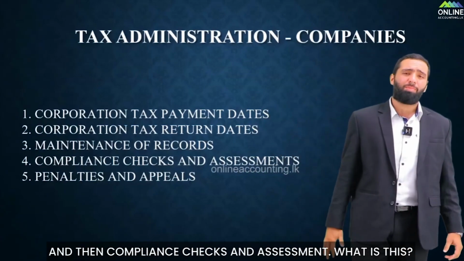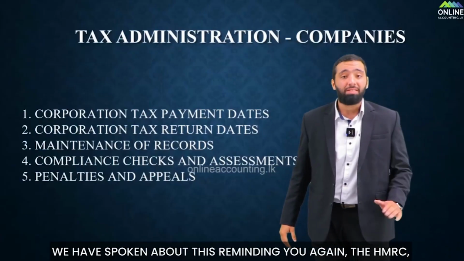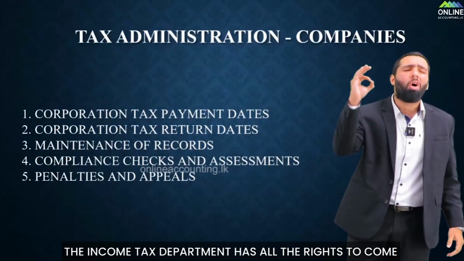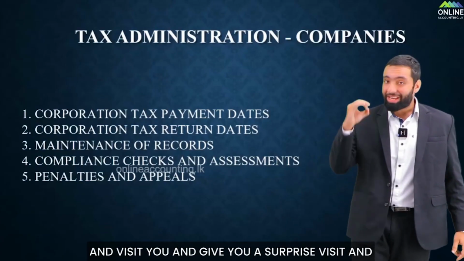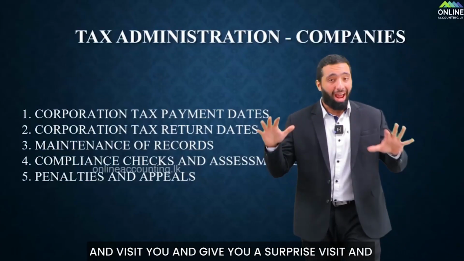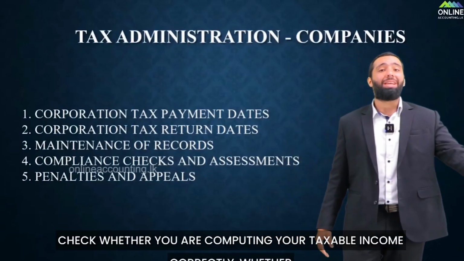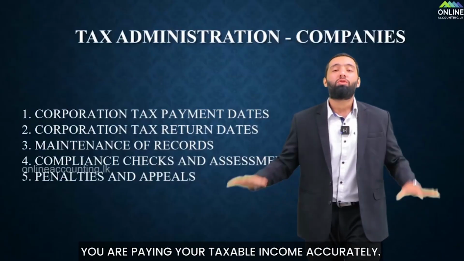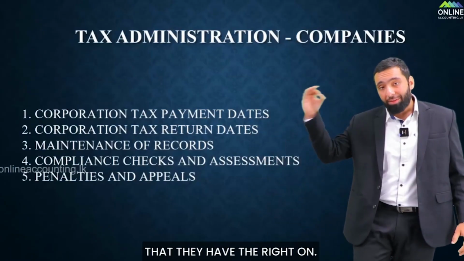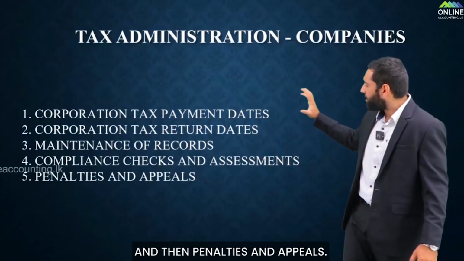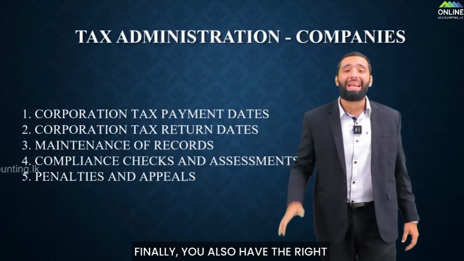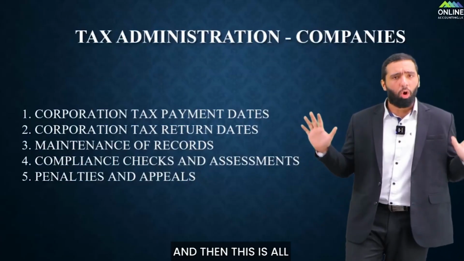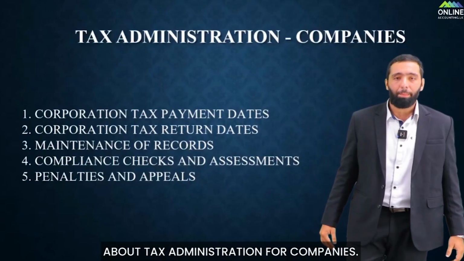And then compliance checks and assessment. What is this? We have spoken about this. Reminding you again, HMRC, the Income Tax Department, has all the rights to come and give you a surprise visit and check whether you are computing your taxable income correctly and paying your taxes accurately. These are the things that they have the right on. And then penalties and appeals: finally, you also have the right to make your suggestion. And this is all about tax administration for companies.